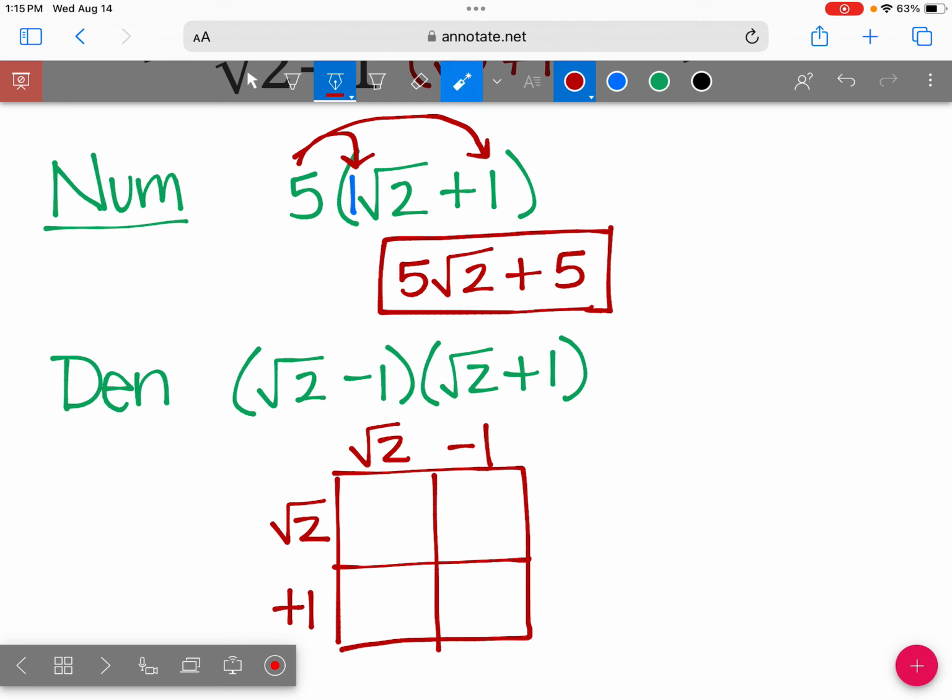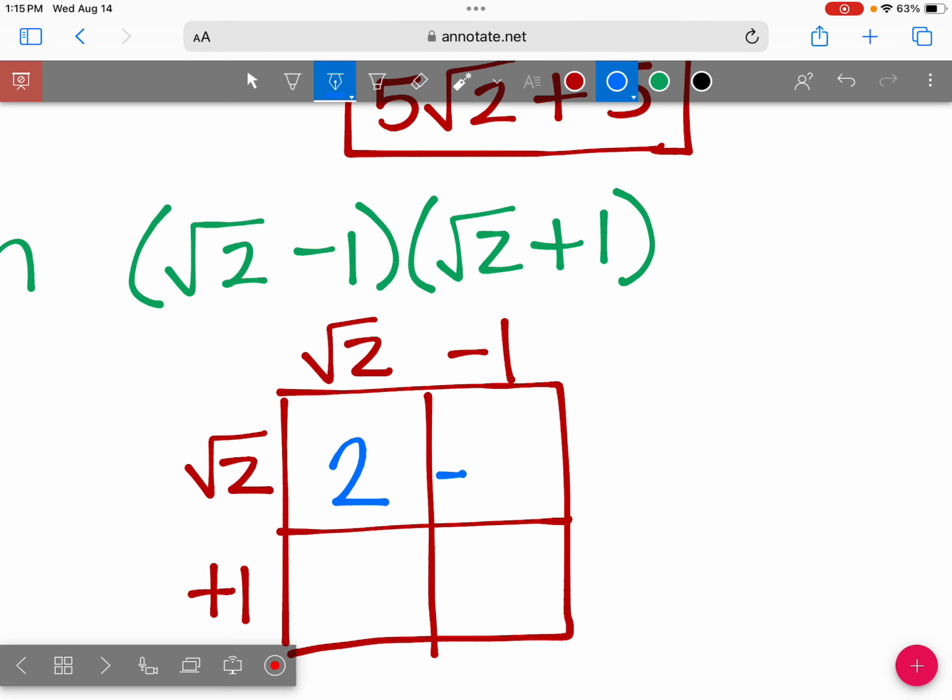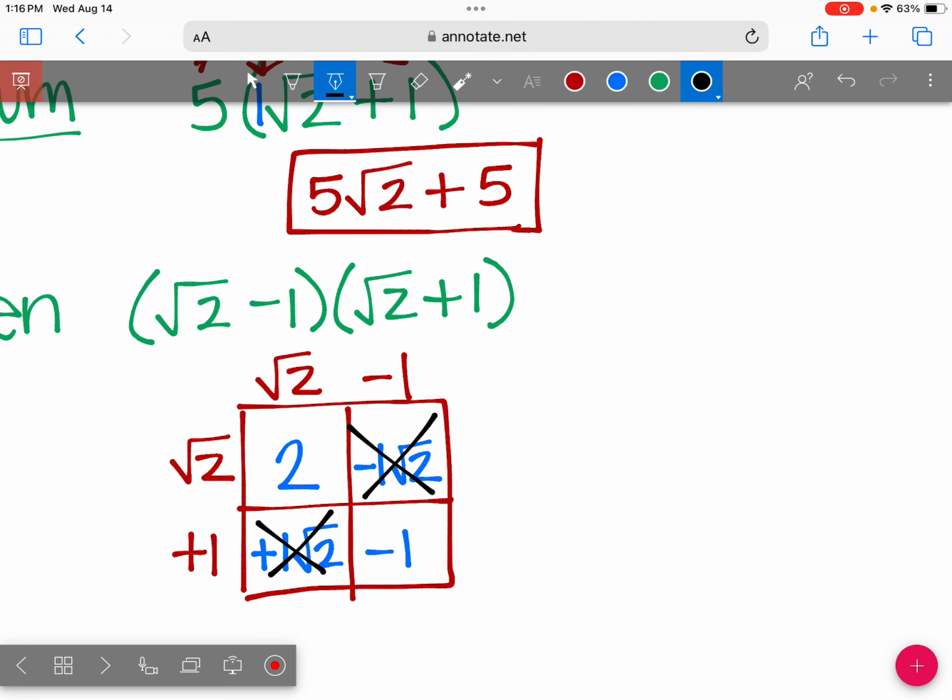All right, so in this first square, what do you get when you multiply the square root of 2 times the square root of 2? Square root of 4. And what's the square root of 4? Just a 2. In this box, we have a negative 1 root 2. And in this box, I have a positive 1 root 2. And the last square, I have a negative 1. These 2 squares are going to cancel because 1 is positive and 1 is negative. So they go away. And the only thing I have left in my denominator is 2 minus 1, which is a 1. So this is my denominator.